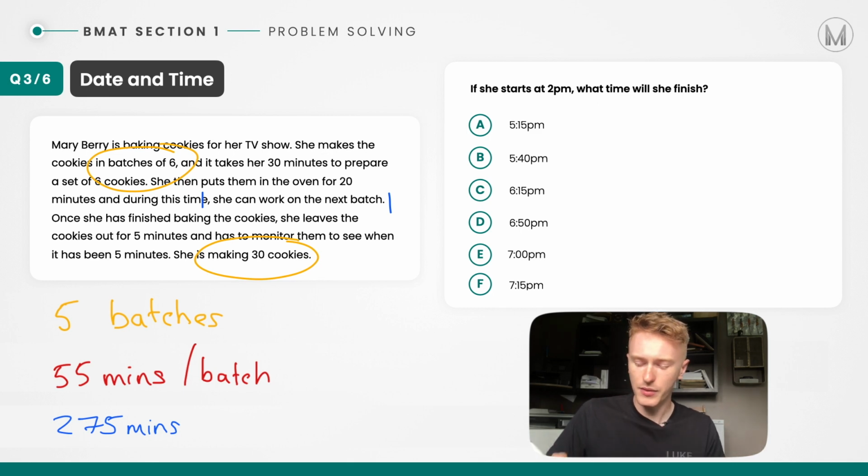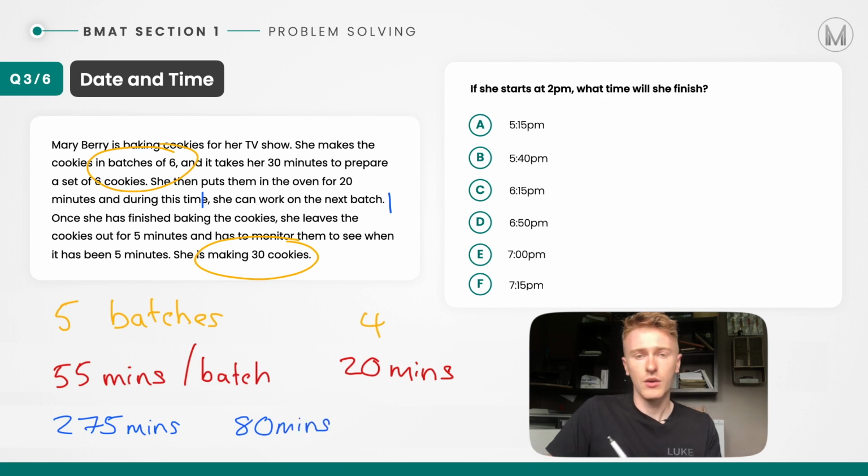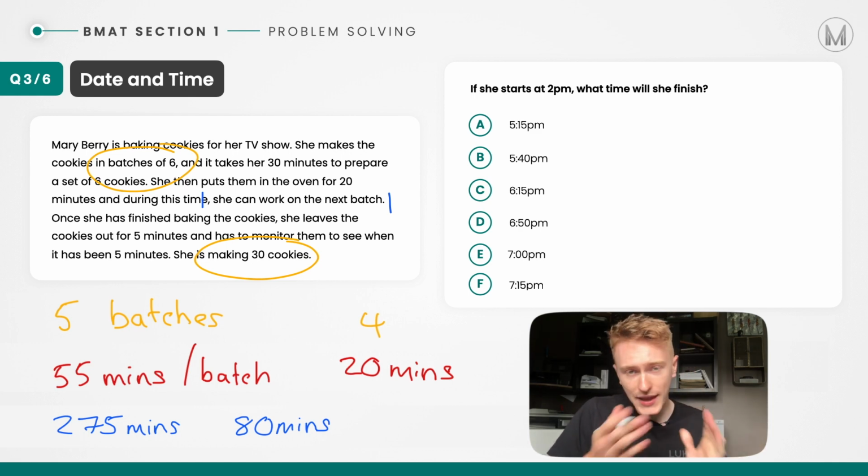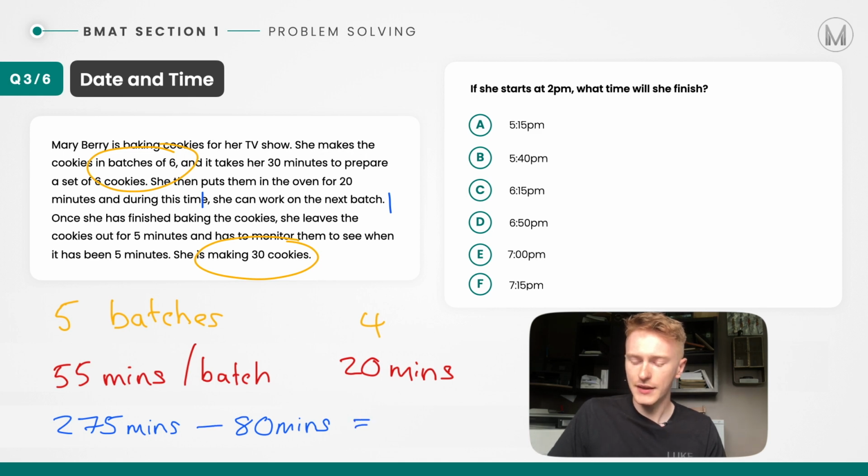So if we work that through, we've got 4 batches where we could save time. We're saving 20 minutes each time. And that gives us a nice saving of 80 minutes when we do this multiplication through. So we have 275 minutes, take away the 80 minutes saving, and that gives us a nice answer of 195 minutes.